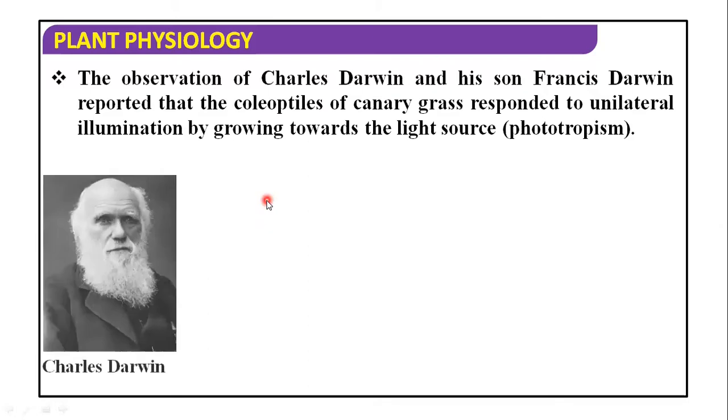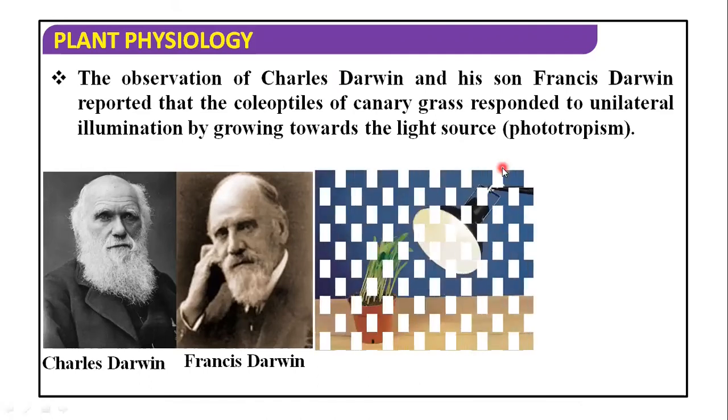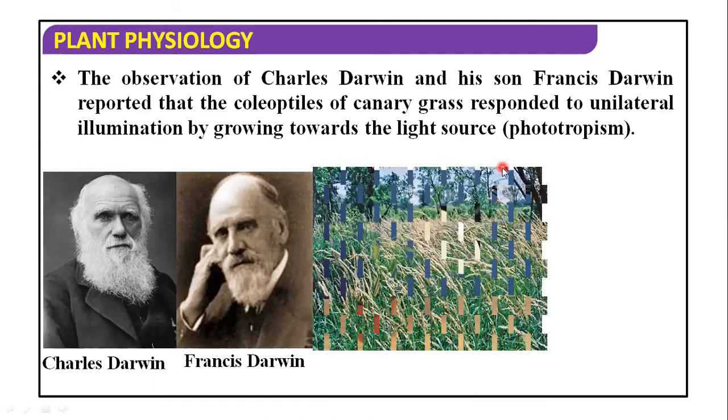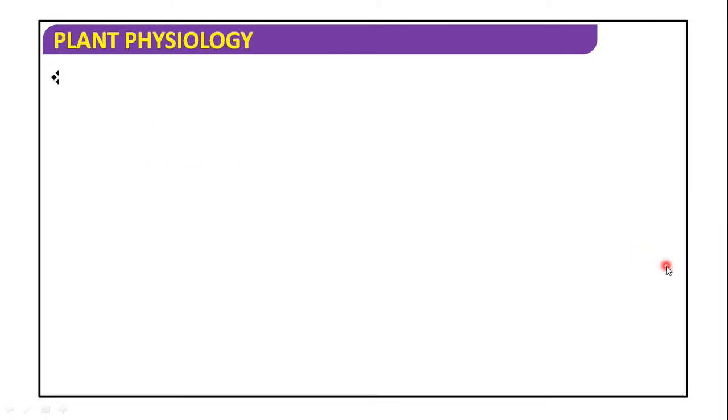The observation of Charles Darwin and his son Francis Darwin reported that the coleoptiles of canary grass, means the sheath protecting the young shoot tip of canary grass, responded to unilateral illumination by growing towards the light source, means the growth of plant towards the direction of the light. For example, see this in picture, and this is also the direction of growth of plant towards the light.